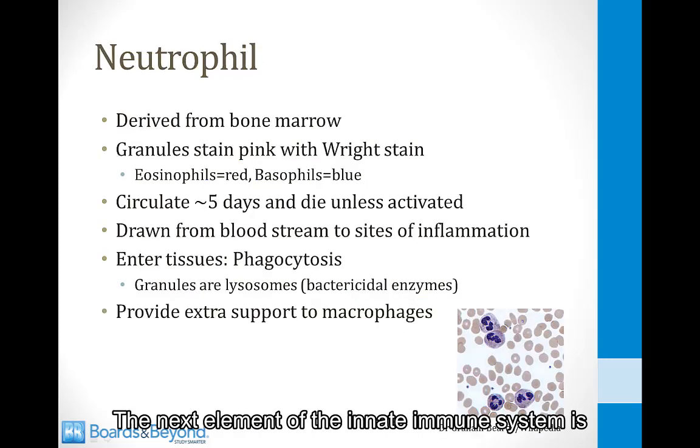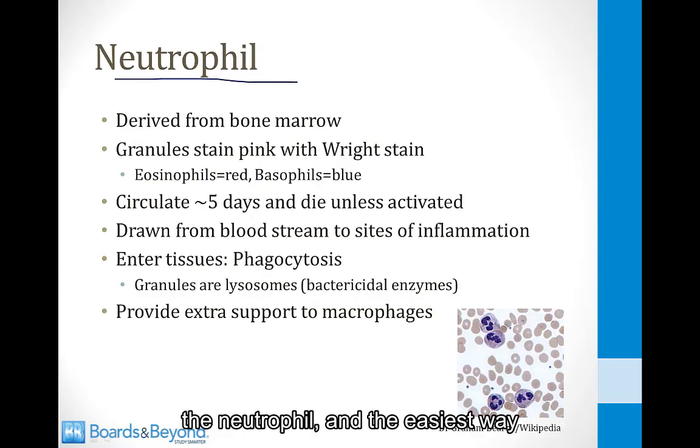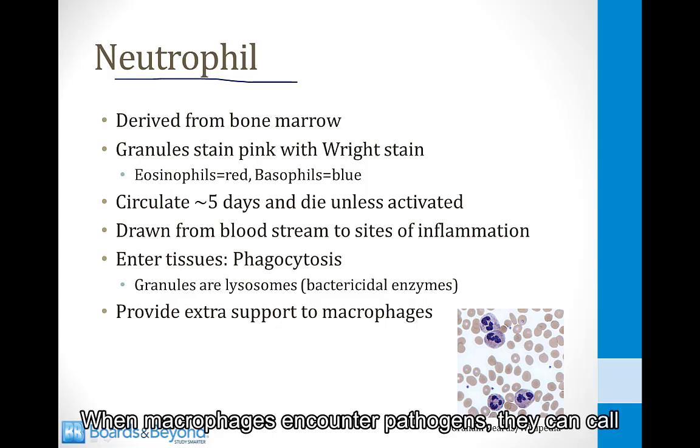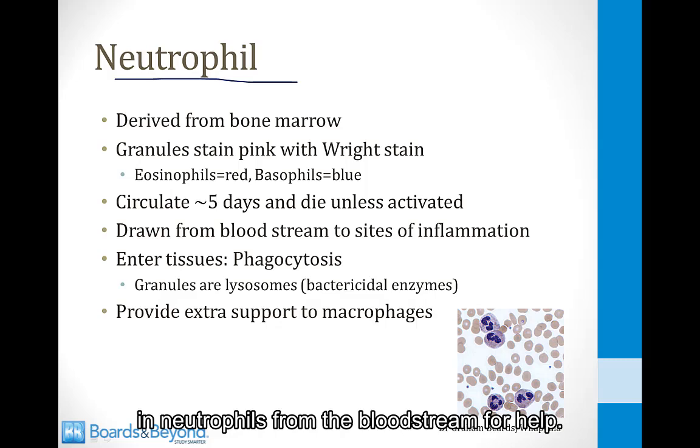The next element of the innate immune system is the neutrophil, and the easiest way to think about neutrophils is that they are the backup cells to macrophages. When macrophages encounter pathogens, they can call in neutrophils from the bloodstream for help.